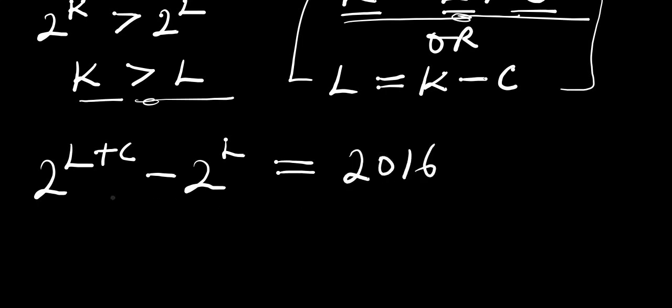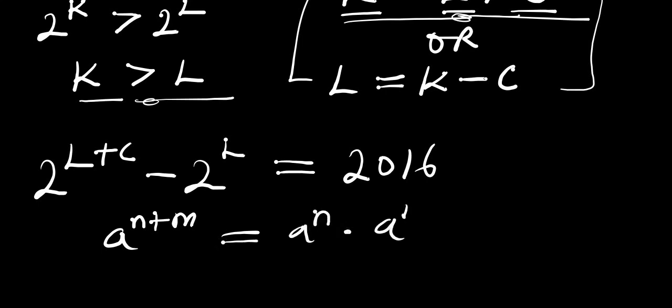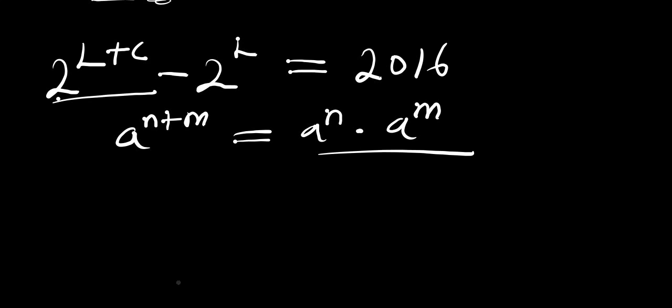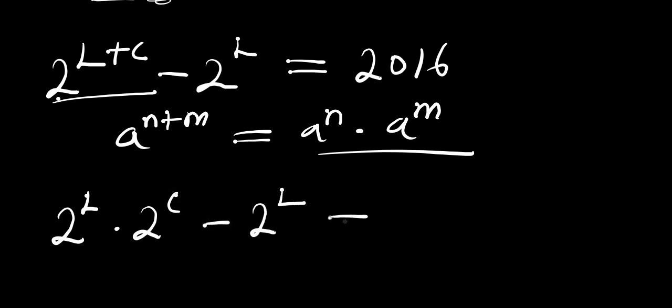2016. Now let's consider this identity. If you have a to the power of n plus m, this equals a to the power of n times a to the power of m. So if we apply this identity right here, we are going to have 2 to the power of L times 2 to the power of c minus 2 to the power of L, and this equals 2016.